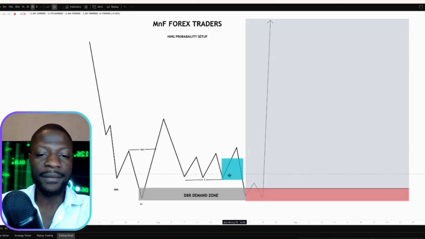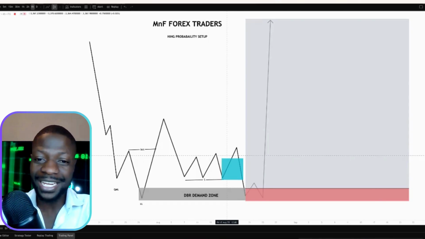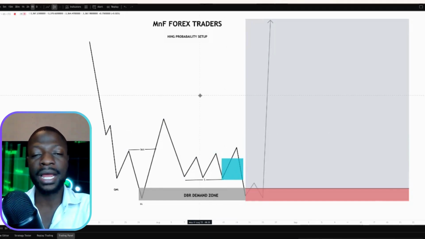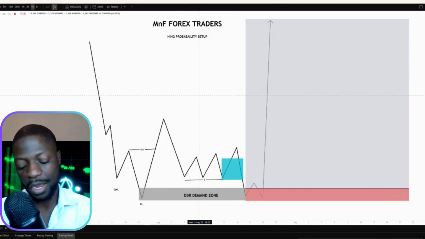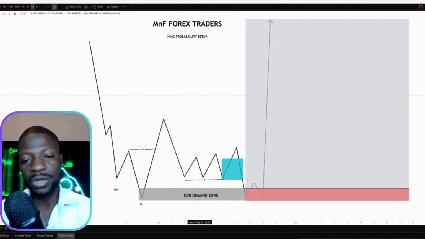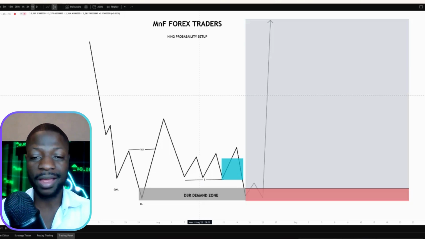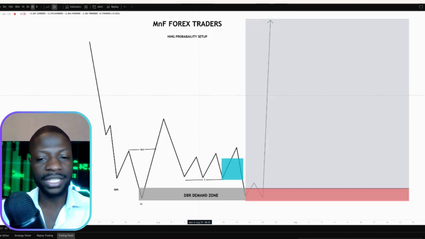The market comes and takes out the liquidity right here, and then also takes out the Asian session. By the way, I don't take any trades before the Asian session is taken out. I always wait for the Asian session to be taken out. And if you can do that, you're going to eliminate most of your losses. So just wait for the Asian session to be taken out, and then you make a decision after that. All right. So it's really important.